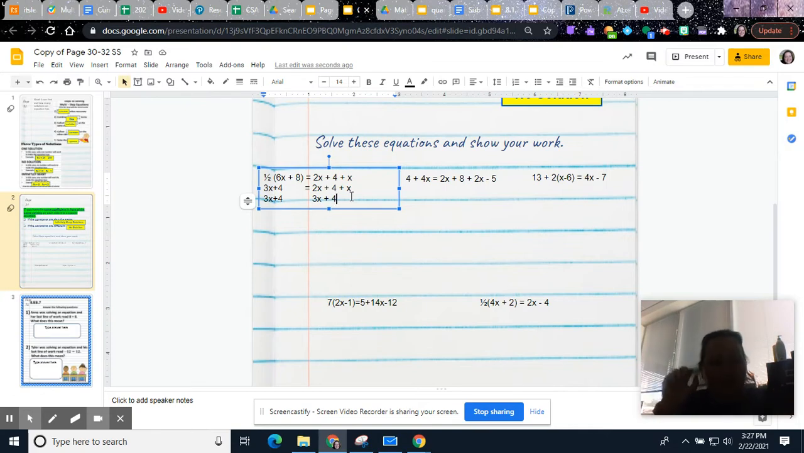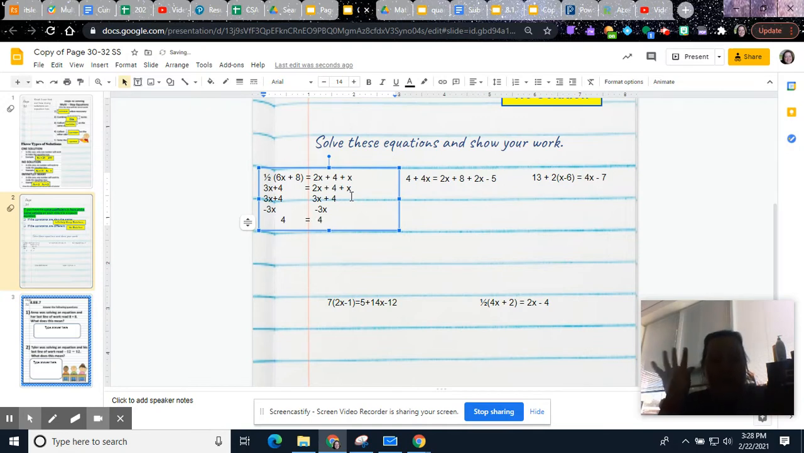However, maybe your signal isn't working as fast as mine, and so you can continue to solve this equation and check out what happens. Well, if I want to collect my variables on the same side, I have to do the opposite of what it says. So since that was a positive 3x, I'm going to subtract 3x. 3x minus 3x equals 0, which leaves us with a 4 on that side. And on this side, 3x minus 3x cancels, so we're equal to 4.